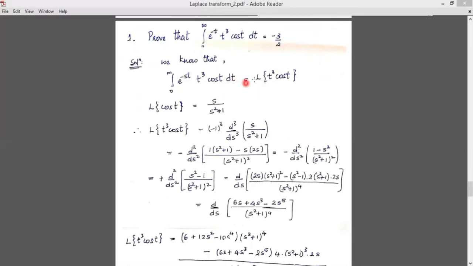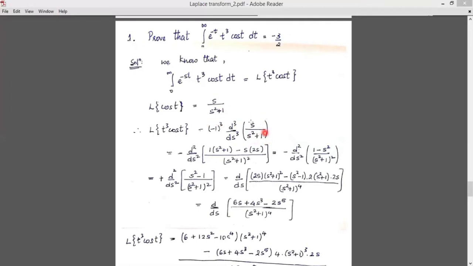So here, as we did in previous problems, first we'll find the Laplace transform of cos t, then find its third derivative, and then multiply by (-1)^3. So the Laplace transform of cos t is equal to s/(s^2+1). So the Laplace transform of t^3 cos t is equal to (-1)^3 times the third derivative of s/(s^2+1).